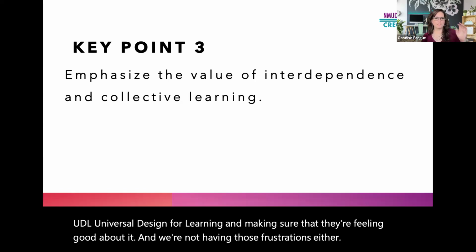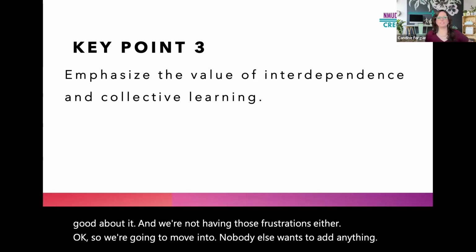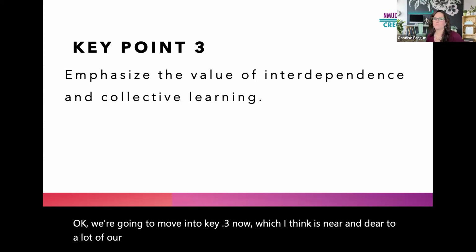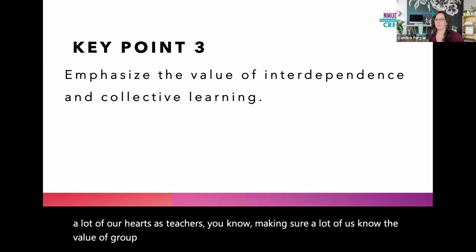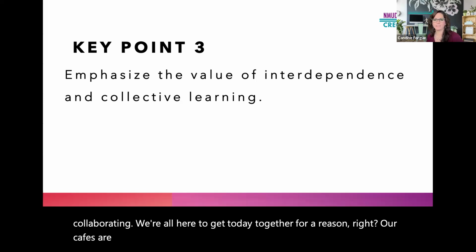Okay, nobody else wants to add anything? No? Okay, we're going to move into key point 3 now, which I think is near and dear to a lot of our hearts as teachers. A lot of us know the value of group work, the value of working together and collaborating. We're all here together today for a reason, right? Our cafes are fun. We get to put our heads together, problem solve, and strategize.